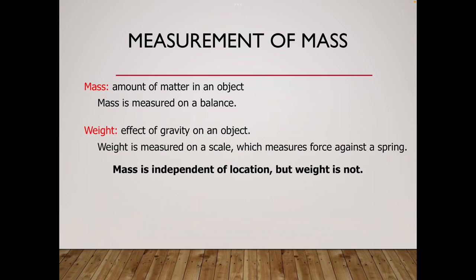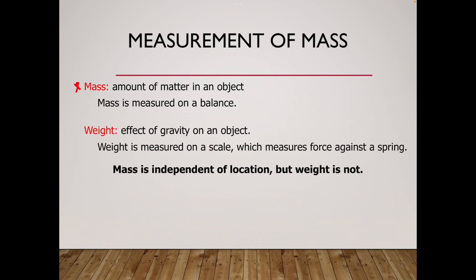The mass is the amount of matter in an object, okay? And we measure mass on a balance in the back of our classroom, right? Mass is actually different than weight. Weight is the effect of gravity on an object. And so weight is measured on a scale, which is measuring force against a spring, and we measure mass a little bit differently. On Earth, for the most part, mass and weight end up kind of being the same thing. But if we were to say be on the moon, then mass and weight are different.